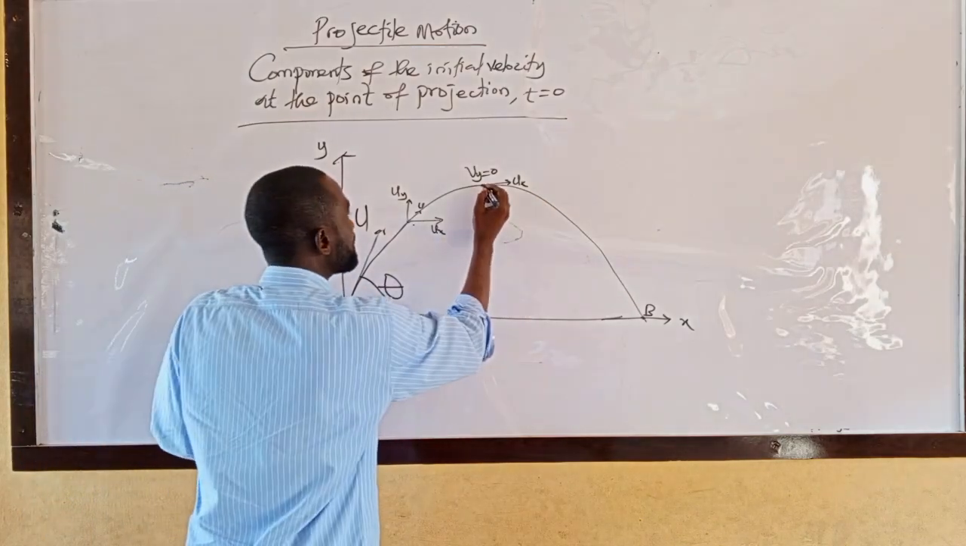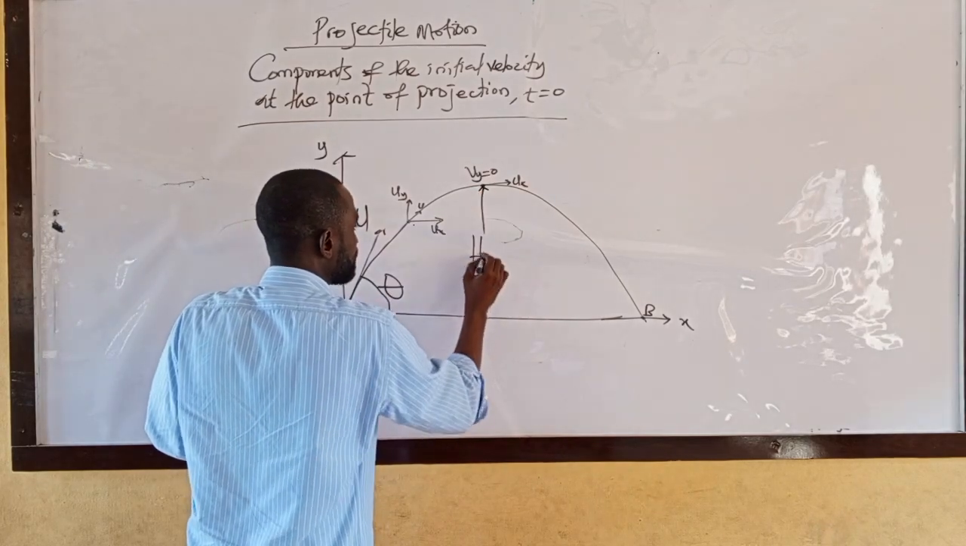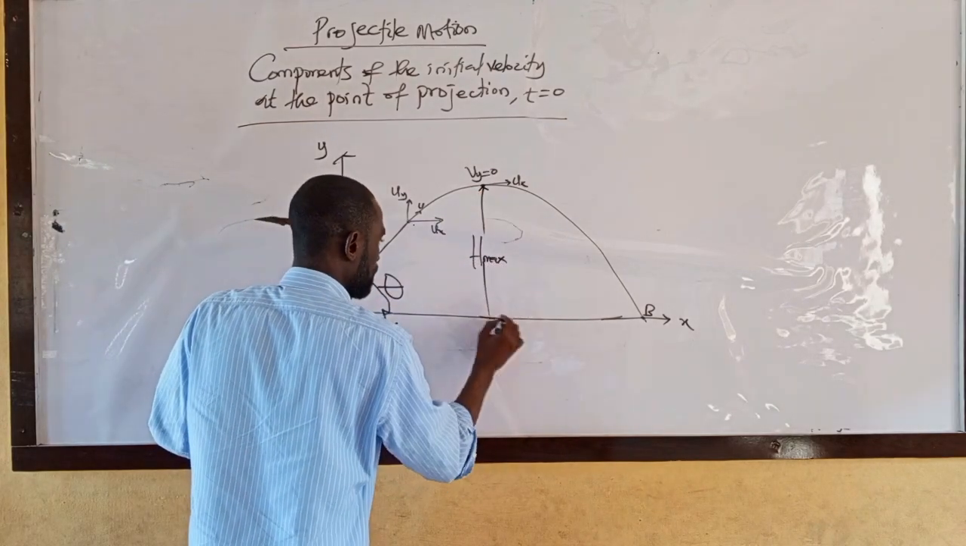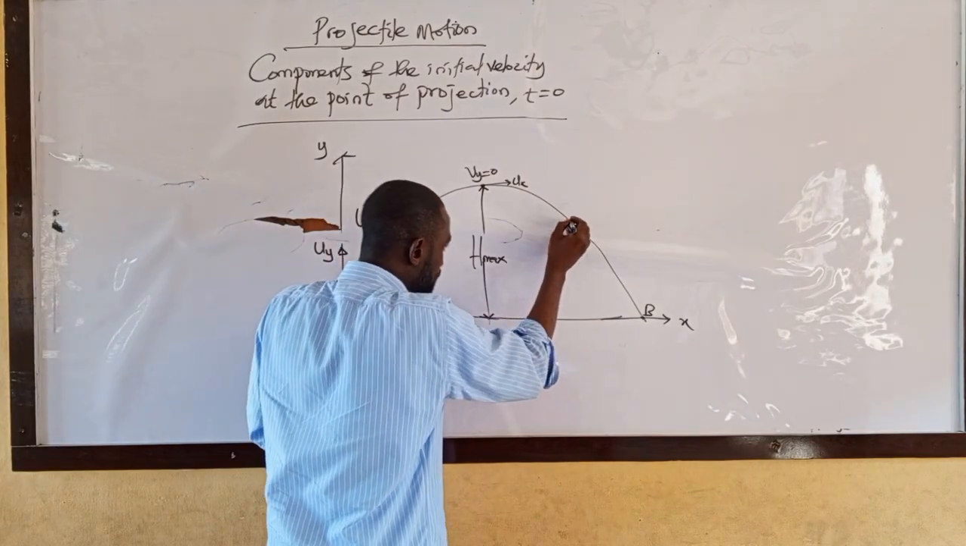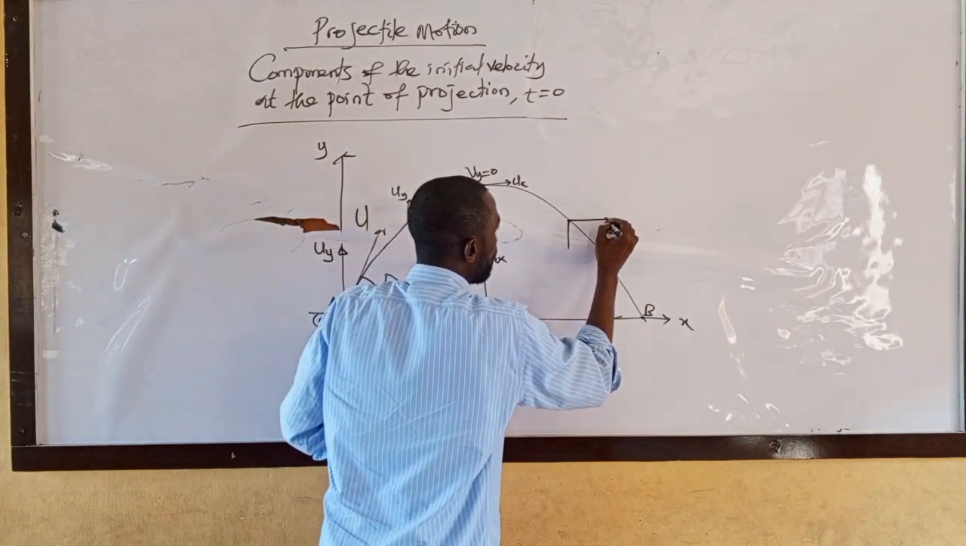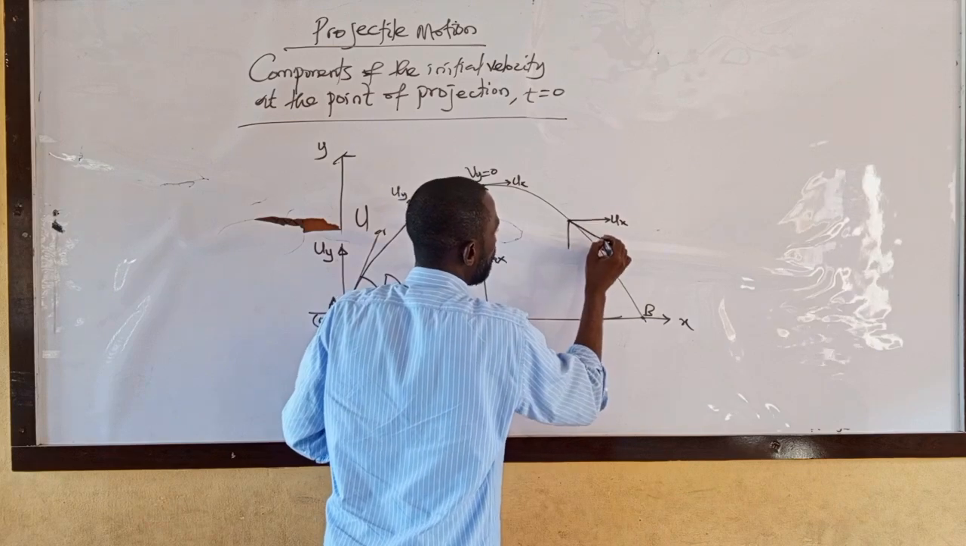I label this H max. Are you with me? At this point you have the horizontal component, and you have our u here.